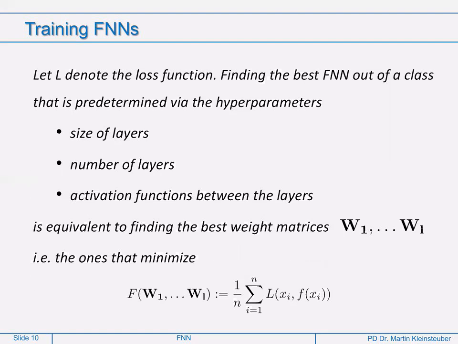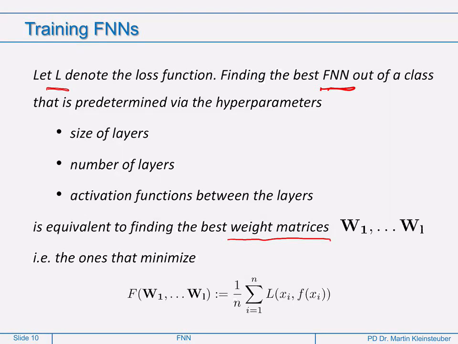So we have a loss function, be it in the supervised or the unsupervised case, it doesn't matter. And we want to find the best feedforward neural network out of a class of functions, and we have to define the parameters of that class beforehand: the size of the layers, the number of layers, the activation functions between the layers. If you have defined that, finding the best function is equivalent to finding the best weight matrices. They are called weight matrices. These are the linear matrices with which we do the multiplication from one layer to another.